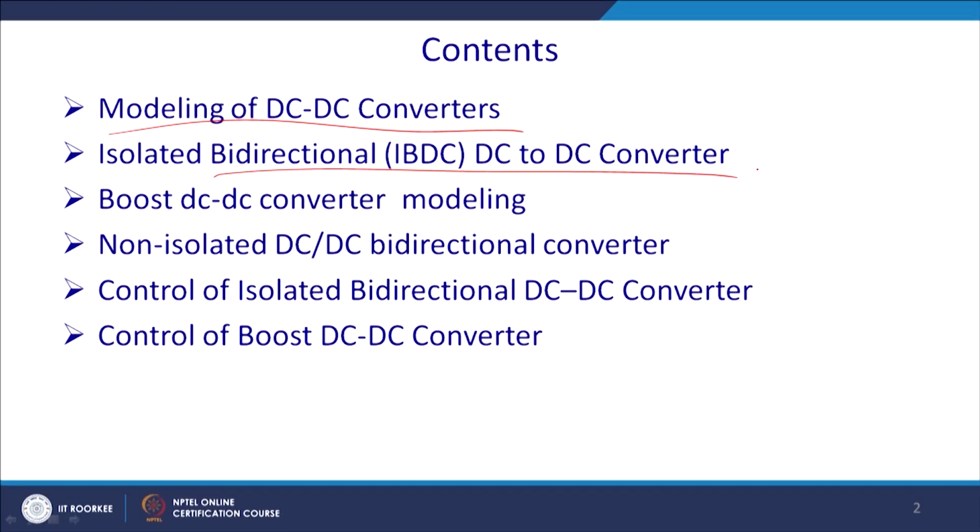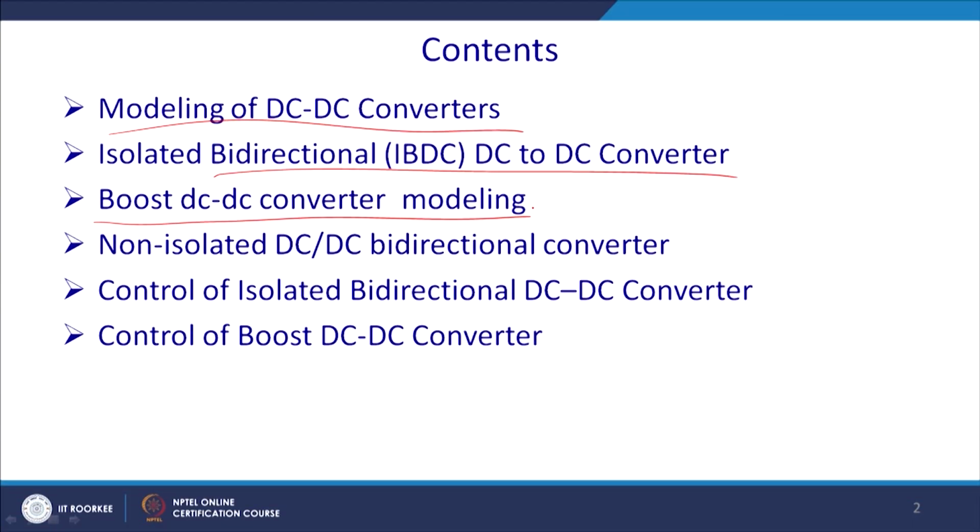Nowadays, we generally prefer high power rating DC to DC converters, where we mostly require a galvanic isolation, and they are mostly bidirectional DC to DC converters. Then we shall also see the boost DC to DC converter modeling, which can be used for trapping wind energy, and also non-isolated DC to DC converter, and control of isolated bidirectional DC to DC converter, control of boost DC to DC converter.